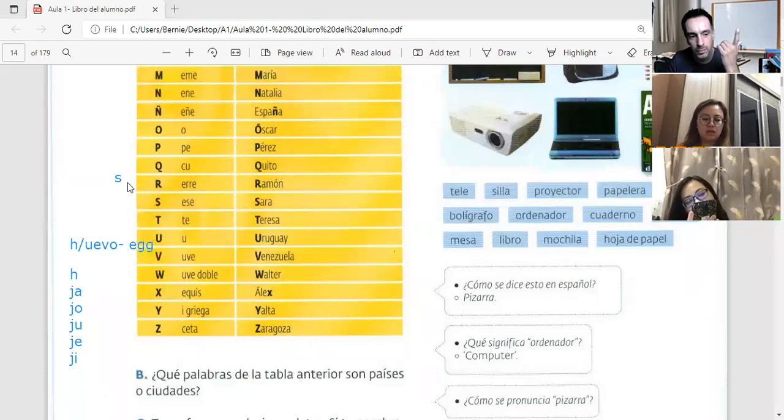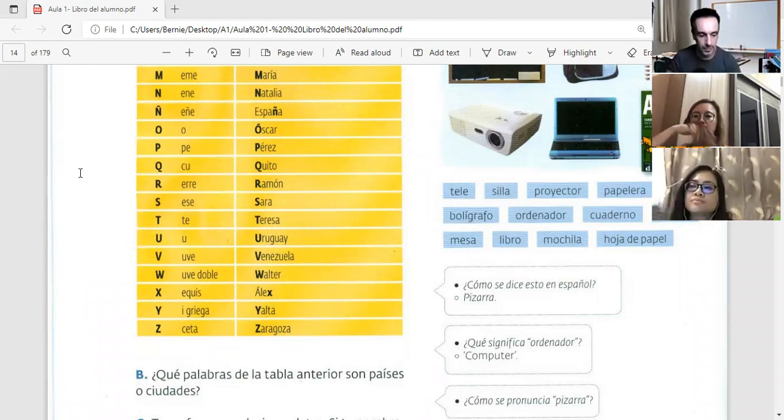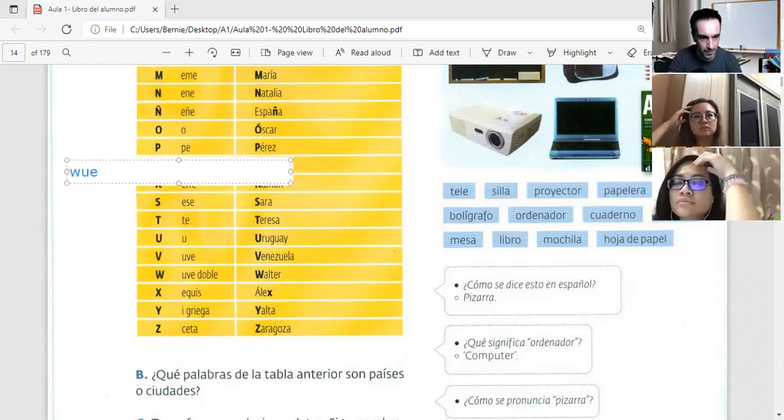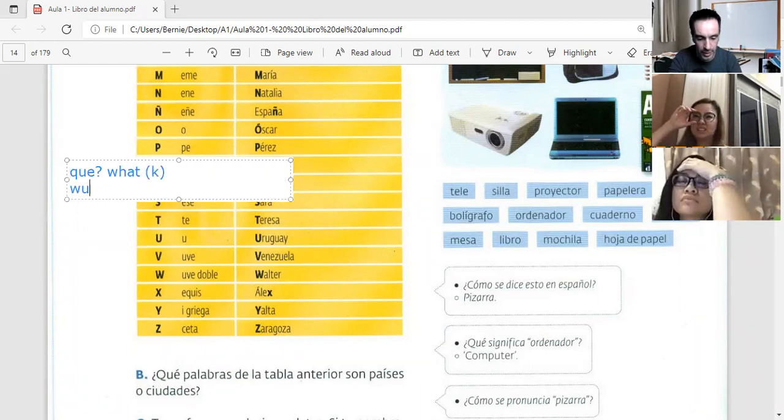Q, Quito. It's a bit trickier, if you read it like Quito, this needs a little bit of attention also. For example, que. Que means what, but it sounds with K, or ki. Quito, the city of Quito, also sounds like a K.